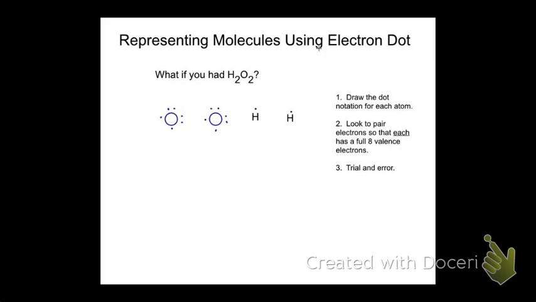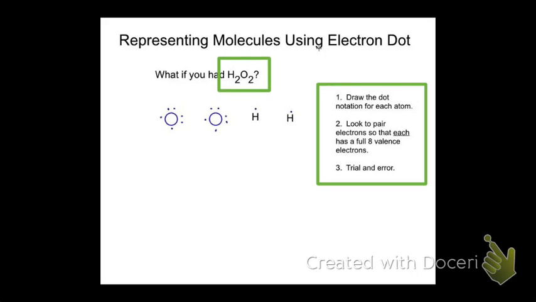Okay, so this is how we'd represent a covalent bond using our electron dot structures. You can see that there are three rules here on the right. They're very simple, but it really becomes kind of a trial and error, and that's why this problem may take you a little bit. So the first thing we're going to do is draw the dot structure from each atom that we see in the molecular formula.